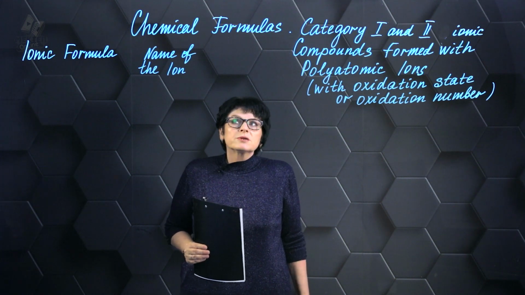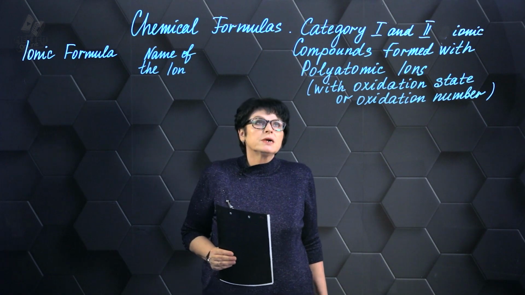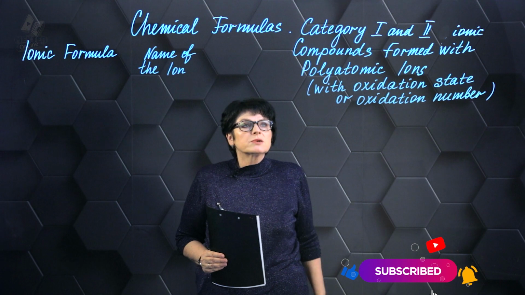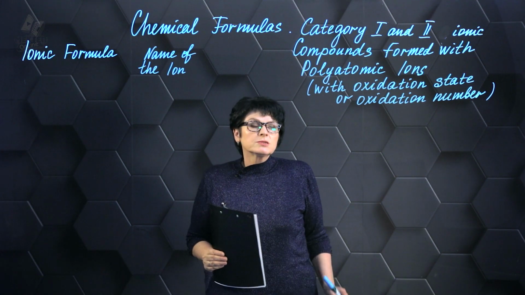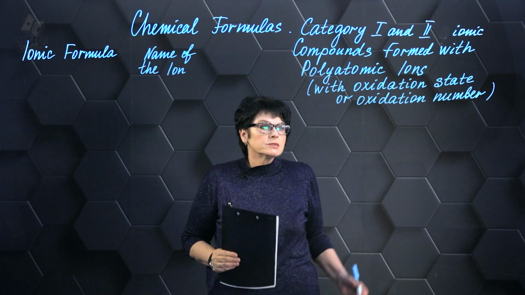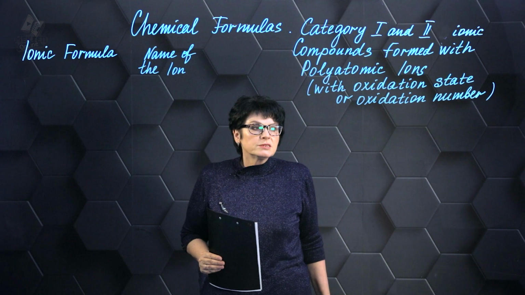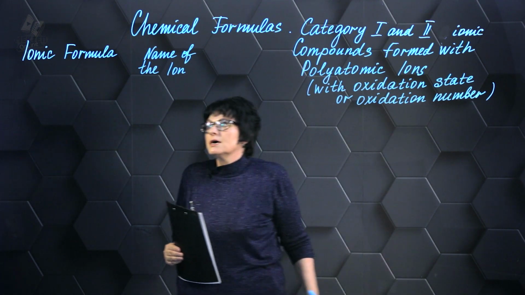Hello! Today we are continuing our study of chemical formulas and learning how to compose formulas for Category 1 and Category 2 ionic compounds that are formed by polyatomic ions. However, in this specific case, I would like to provide you with an explanation of how the name is formed, taking into account the oxidation number and considering all relevant factors.